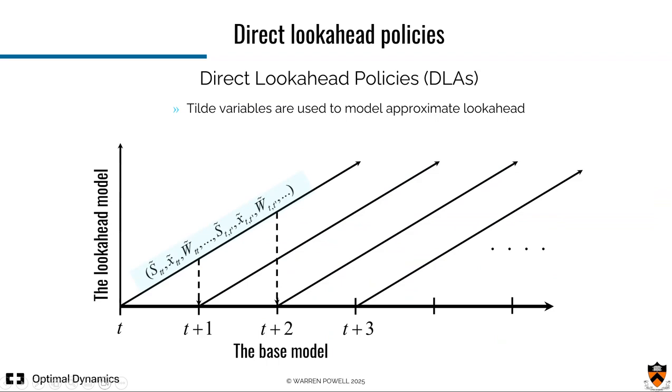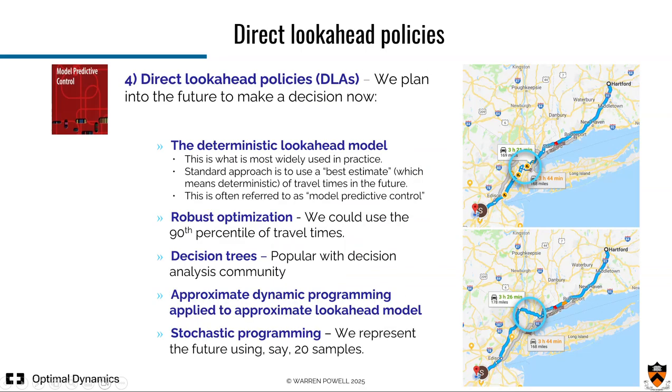So I solve my approximation at time t, update, do it again at t plus 1, update, do it again at t plus 2. Now I have a policy. It's a direct look-ahead approximation type of policy. Now, these direct look-ahead approximations, the controls community calls it model predictive control. Now, MPC in the controls community is almost always interpreted as a deterministic look-ahead, but technically MPC is any type of look-ahead that uses a model to plan into the future.